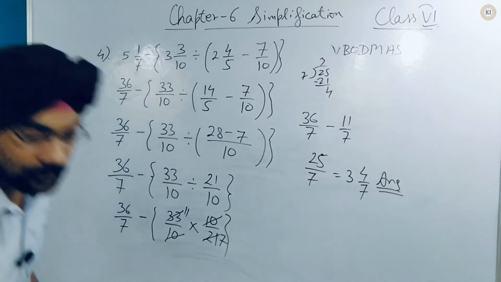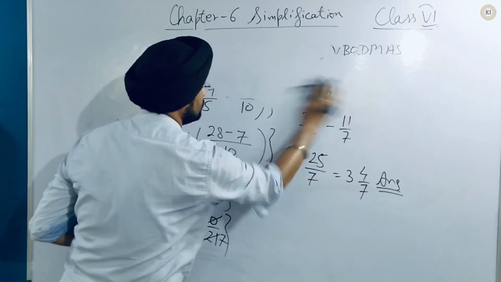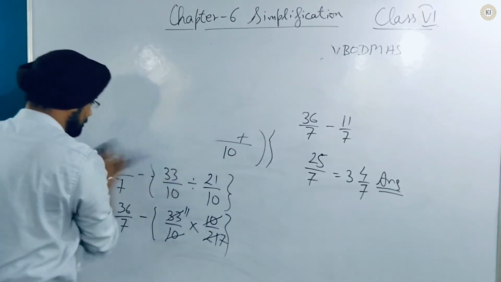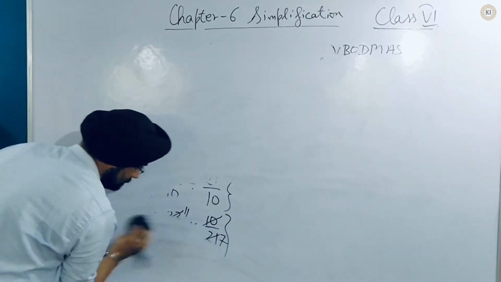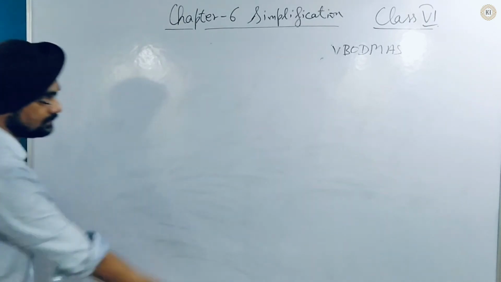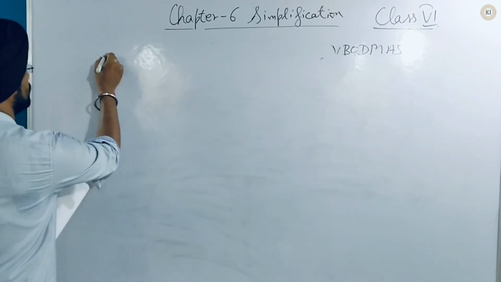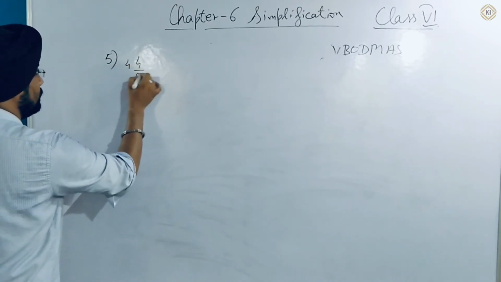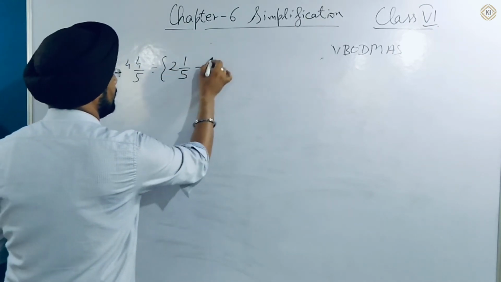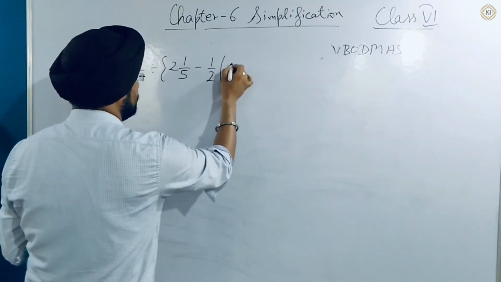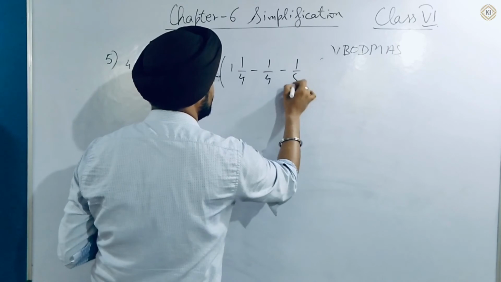Now let us see the next question based on this simplification. Now let us see the next question, that is given as question number 5: 4 whole 4 by 5, divide 2 whole 1 by 5 minus 1 by 2, inside the bracket 1 whole 1 by 4 minus 1 by 4 minus 1 by 5.